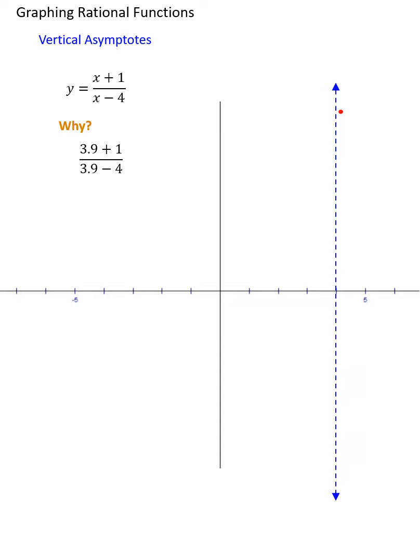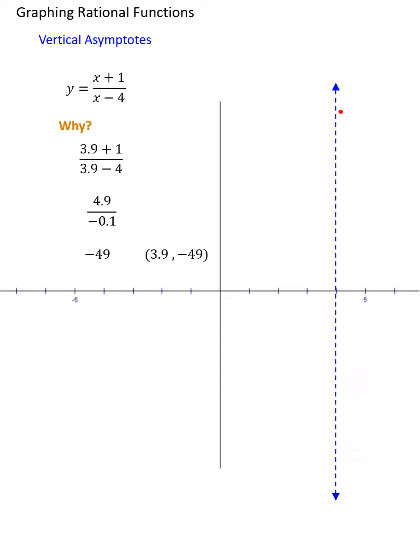If I plug 3.9 into this function, I once again get a denominator that's very close to 0. And when denominators are close to 0, the result of a division problem is relatively large, or in this case, large negative. So what just happened is I plugged in 3.9, and I got a big negative number for my answer, negative 49. Doesn't that mean that this graph must pass through or contain 3.9 comma negative 49?